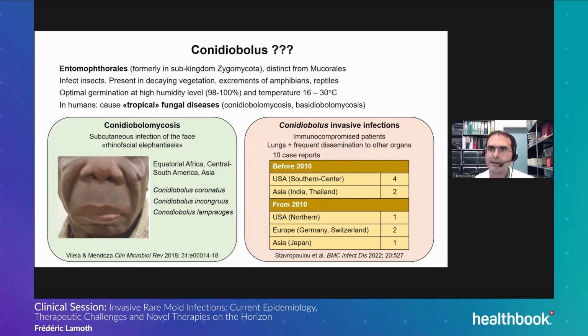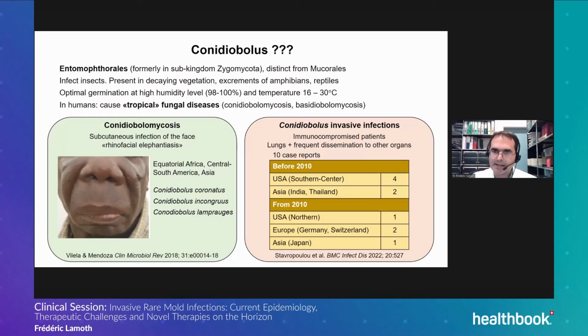They are present everywhere in the environment, but it is supposed to be a tropical or subtropical disease because the optimal germination and proliferation occurs at high humidity levels and relatively high temperatures. It can cause, for instance, conidiobolomycosis, which is a subcutaneous infection of the face, also called rhinofacial elephantiasis, which can be seen in Africa, Central and South America, or in Asia. There are also cases of invasive infections due to Conidiobolus reported in immunocompromised patients. This is rare, about 10 case reports.